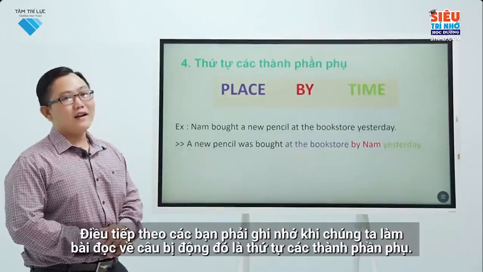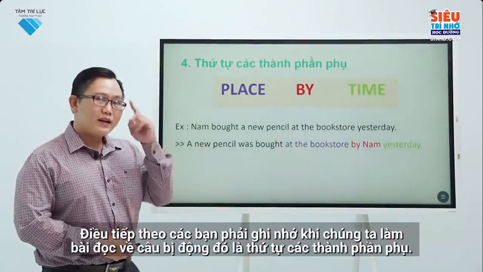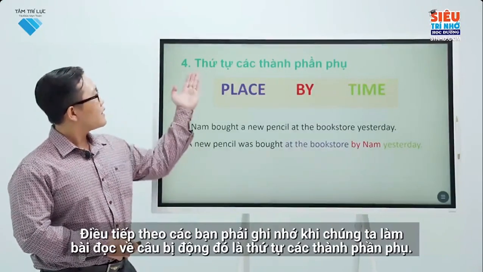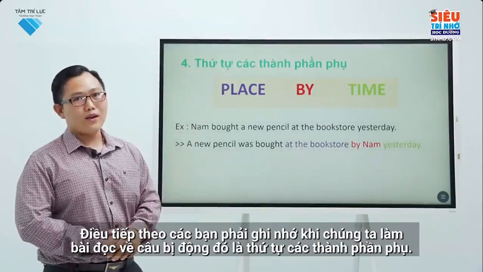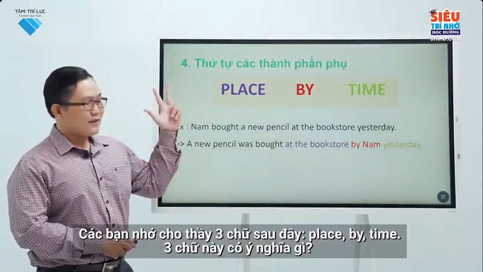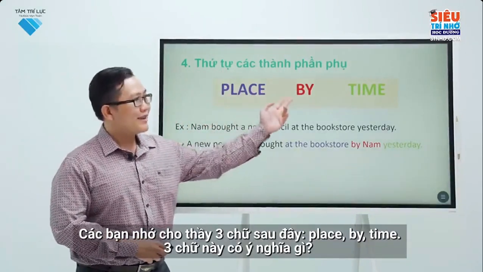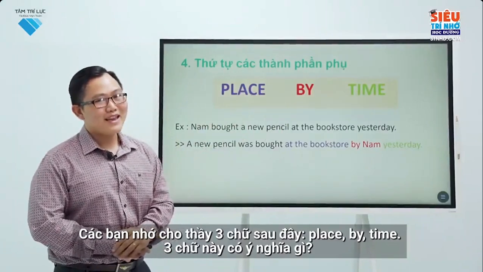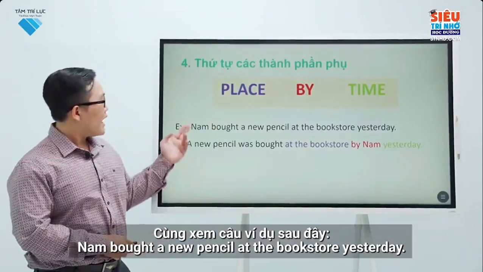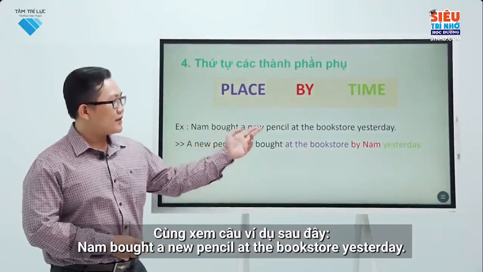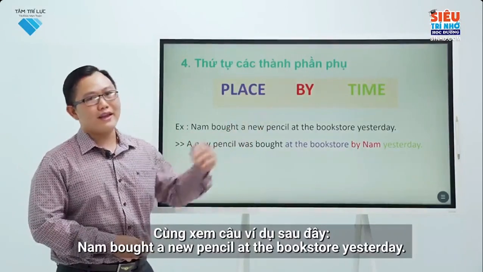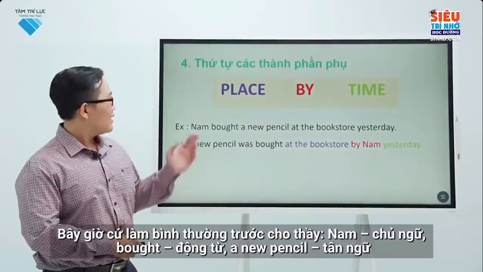The next thing you have to keep in mind when we do the exercises about the passive sentence is the order of the subcomponents. You guys remember three words: place, by, time. What do these three words mean? Let's see the following example sentences. Nam bought a new pencil at the bookstore yesterday. Now, just change it into passive.